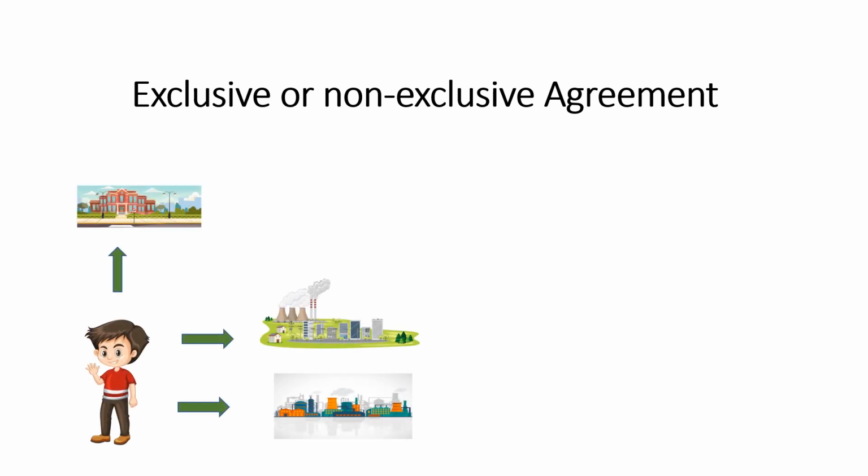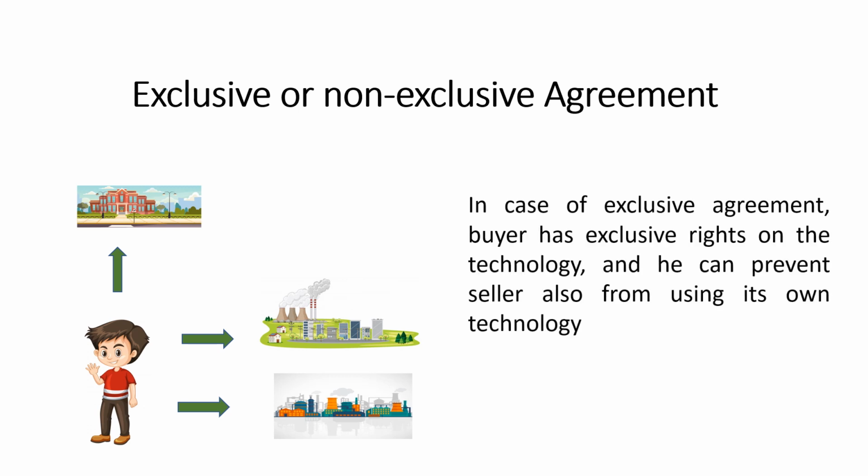Before you sign any technology transfer agreement, make sure that you check whether the agreement is exclusive or non-exclusive in nature. An exclusive agreement is one where the seller grants rights only to one party. The seller of the technology shall define the type of agreement right in the beginning. Please note that in case of an exclusive agreement, the buyer has exclusive rights on the technology and can even prevent the seller from using his own technology.